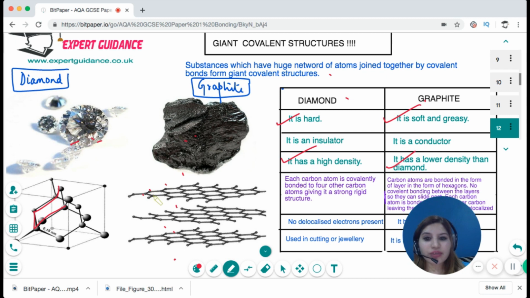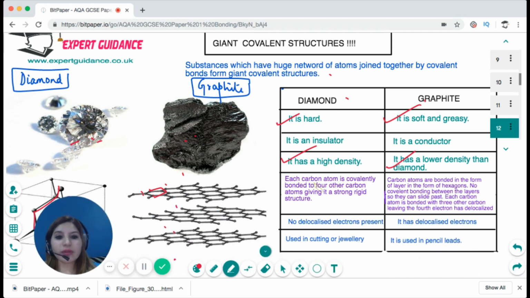In graphite, 3 electrons are bonded to form a ring and 1 electron is delocalized for each carbon. These delocalized electrons make it a good conductor. So diamond is an insulator, graphite is a conductor. In diamond, each carbon atom is covalently bonded to 4 other carbons, giving it a strong rigid structure. In graphite, carbon atoms are bonded in the form of layers, in the form of hexagons. No covalent bonding between the layers, so they can easily slide past each other. And each carbon is bonded with 3 other carbons, leaving the 4th electron delocalized.